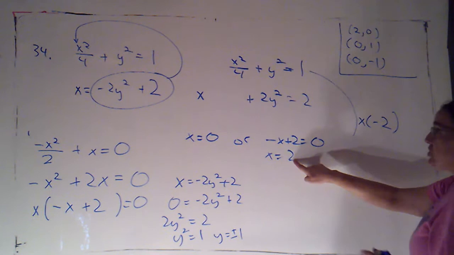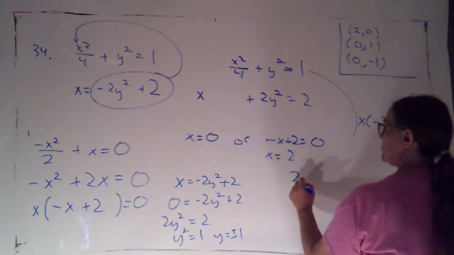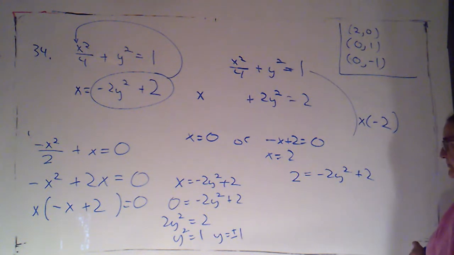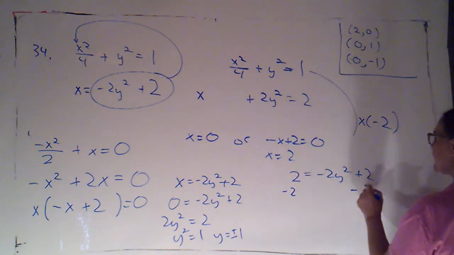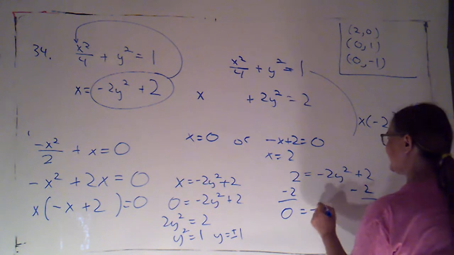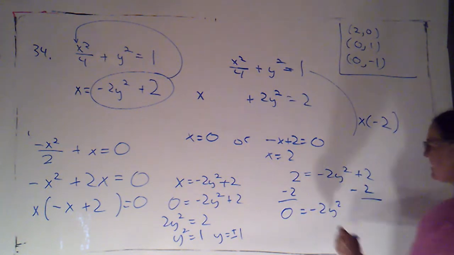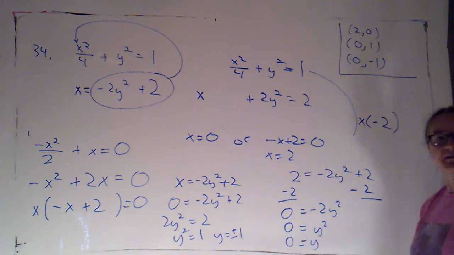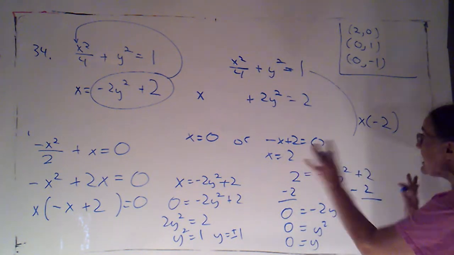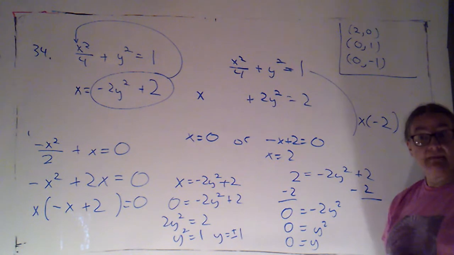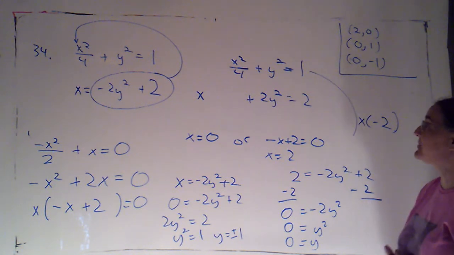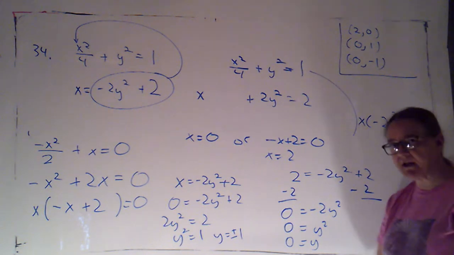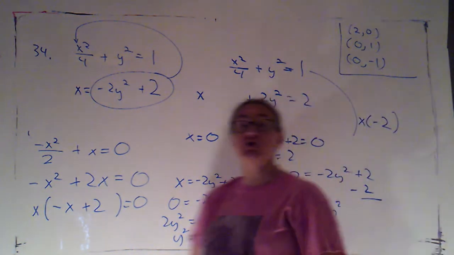If x is 2, we get 2 is equal to negative 2y squared plus 2. If I subtract that 2, I get 0 is equal to negative 2y squared. Y squared is equal to 0. Y is equal to 0. So either method, I actually get the same solutions. And it's kind of neat sometimes when both methods work to try it both ways and see which you prefer.